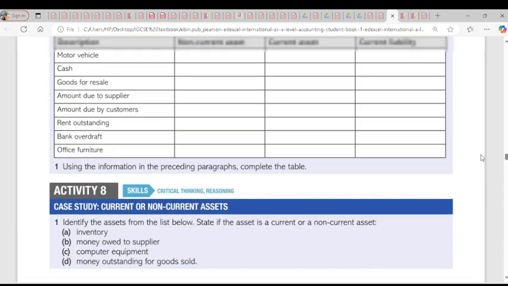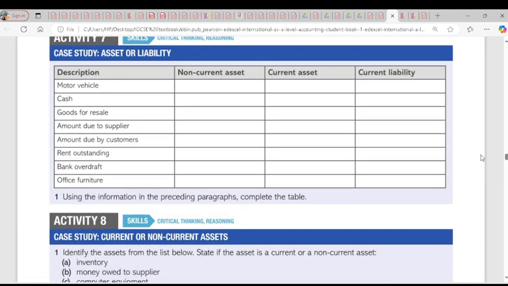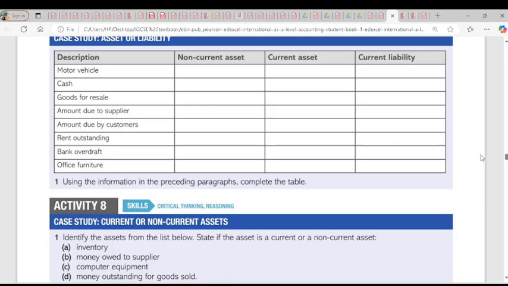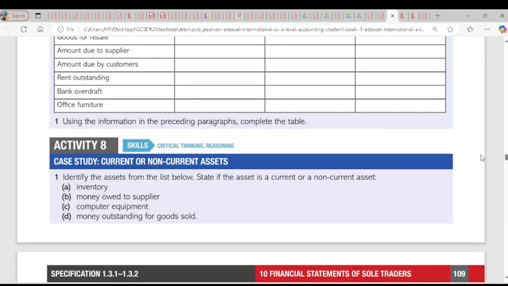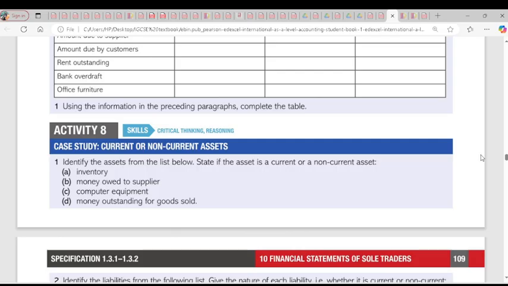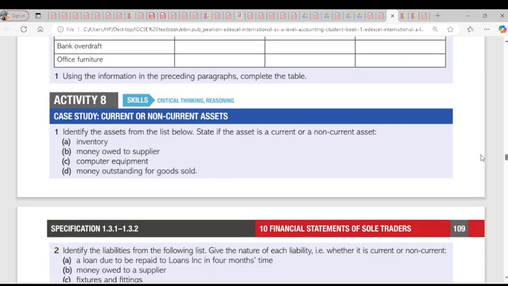For activity 7 again, we have to describe if it is a non-current asset, current asset, or current liability. We have motor vehicle. This is a non-current asset. We have cash. Current asset. Goods for resale. Current asset. Amount due to suppliers. Current liability. Amount due by customers. Current asset. Rent outstanding. Rent has to be current liability. Bank overdraft. Current liability. Office furniture. Non-current asset. So we have activity 8.